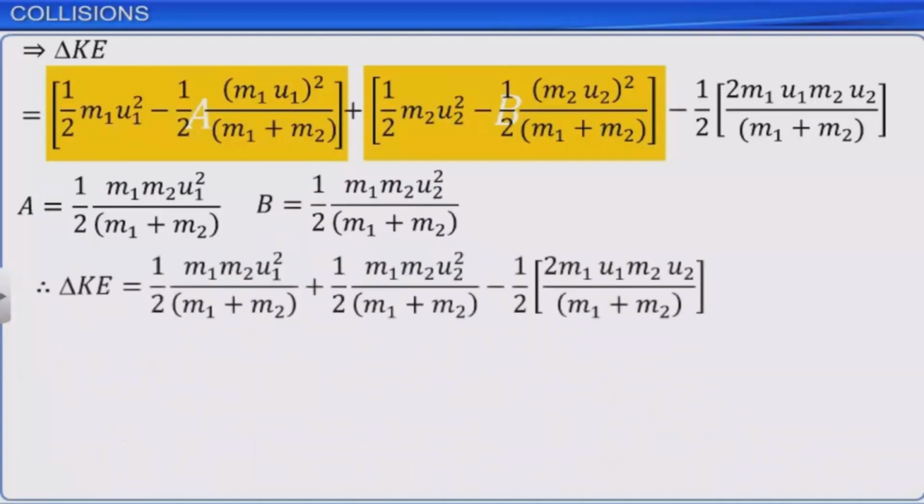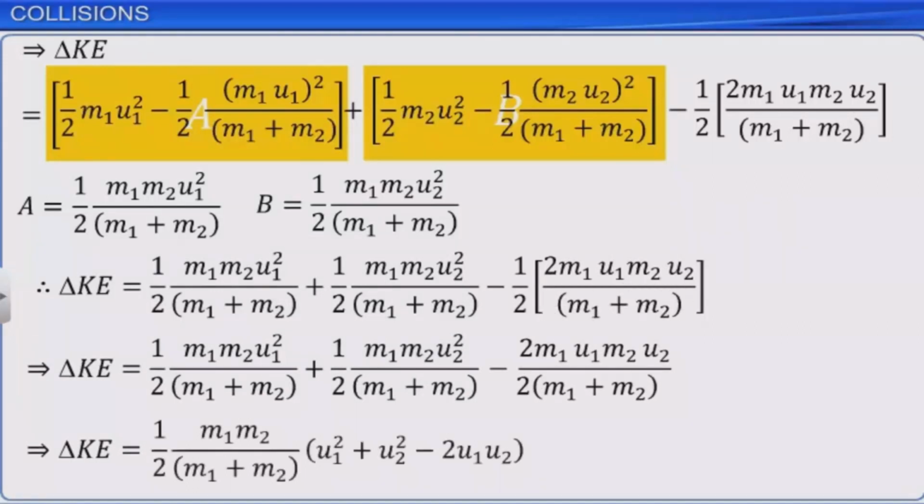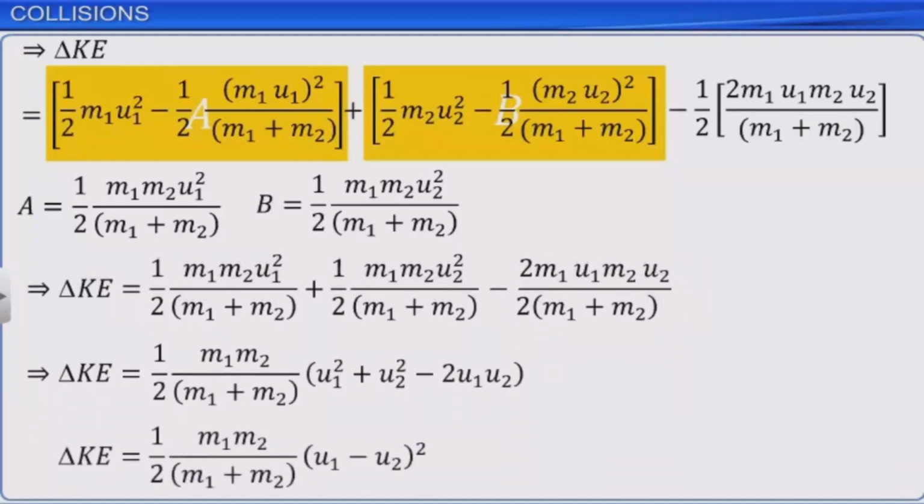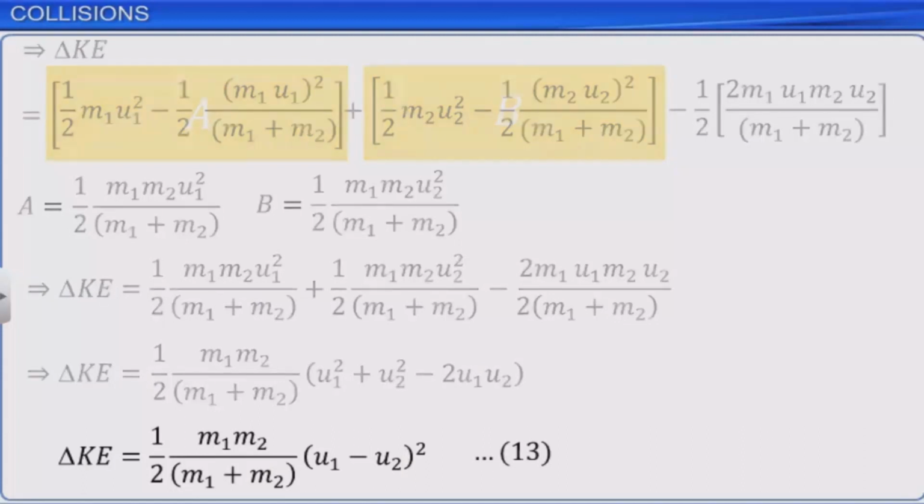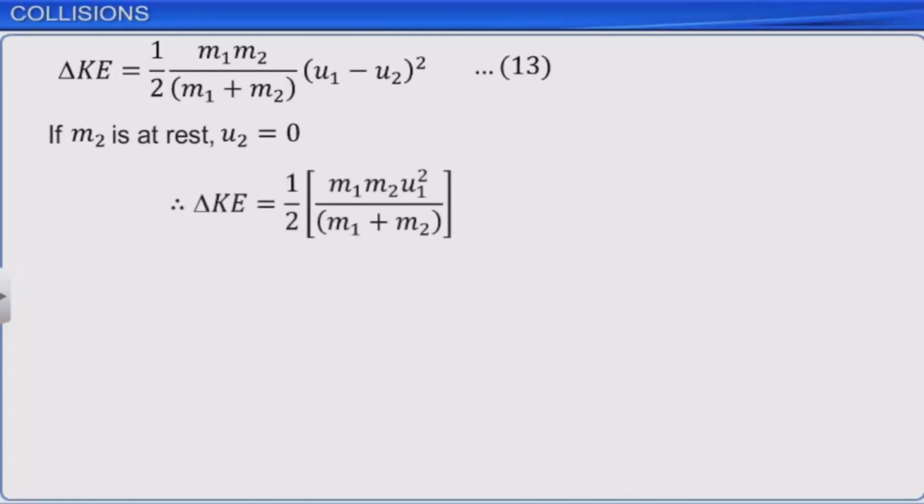Thus, the loss in kinetic energy in a completely inelastic collision is, on further simplification, half m1 m2 by m1 plus m2 into the square of u1 minus u2. Let this be equation 13. In case the second body of mass m2 is at rest before the collision, we have u2 is equal to 0, and then the loss in kinetic energy is equal to half m1 m2 u1 square by m1 plus m2.